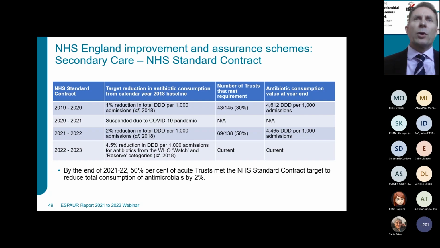And by the end of March 22, 50%, half of all acute hospital trusts, NHS hospital trusts, had achieved that reduction of 2% in total prescribing per 1,000 admissions. And the current scheme that's running at the moment, and we'll be reporting on next year, the focus has changed, rather than total antibiotic prescribing, to prescribing of antibiotics from the WHO watch and reserve categories. And an ambition was set at 4.5% reduction for this year from a baseline of 2018. And for next year, we are expecting that baseline to be aligned to the National Action Plan and to seek a further reduction to achieve a 10% reduction from the 2017 baseline, again aligning with the National Action Plan. So that scheme is live at the moment, but the focus is on the watch and reserve categories.